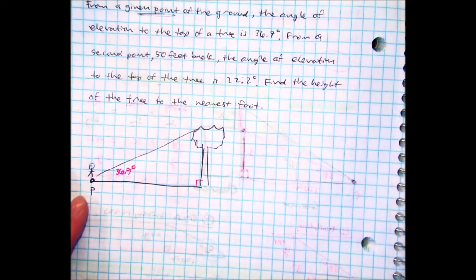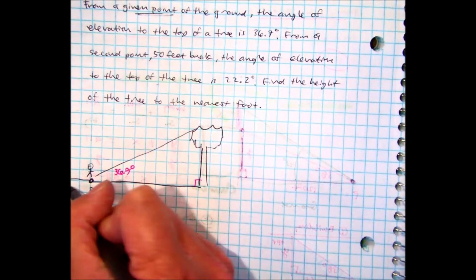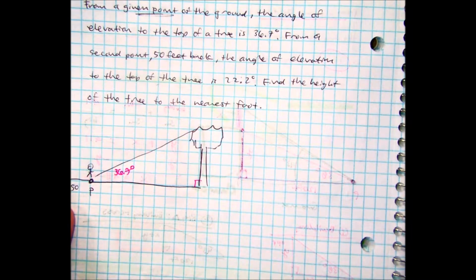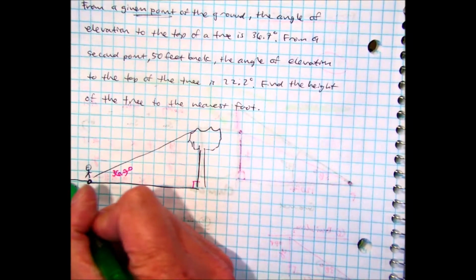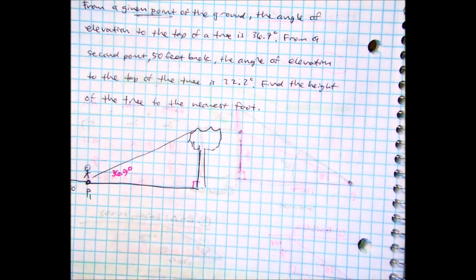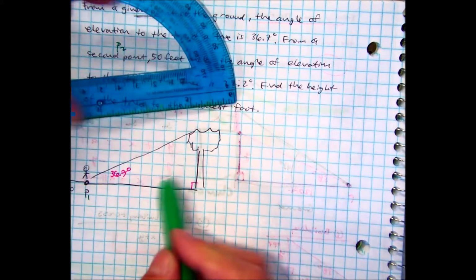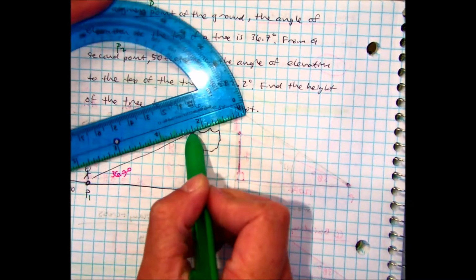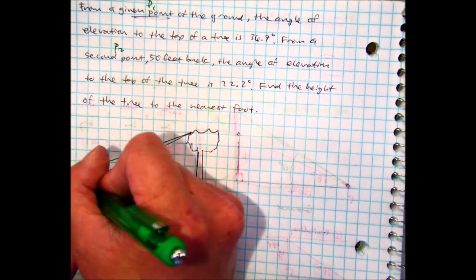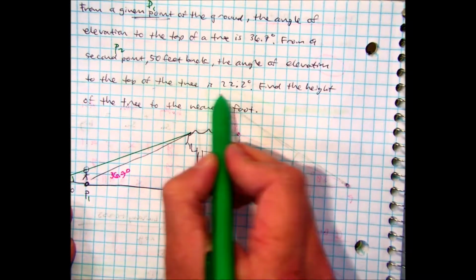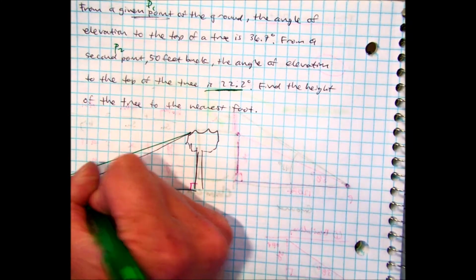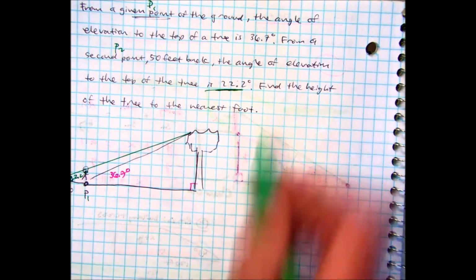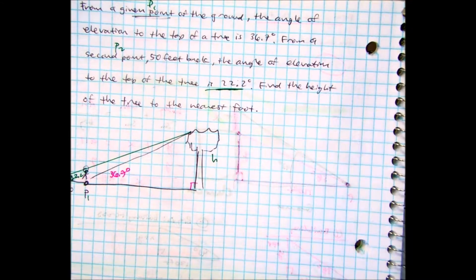From a second point, 50 feet back. So now I got to go back 50 feet. And now, from a second point, so this is P2, so you can call this P1, so point 1. From the second point, P2, 50 feet back, so that's a distance of 50. This angle now is 22.2 degrees. Find the height of the tree to the nearest foot.